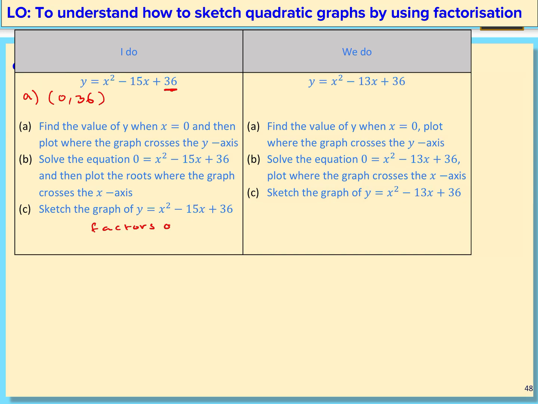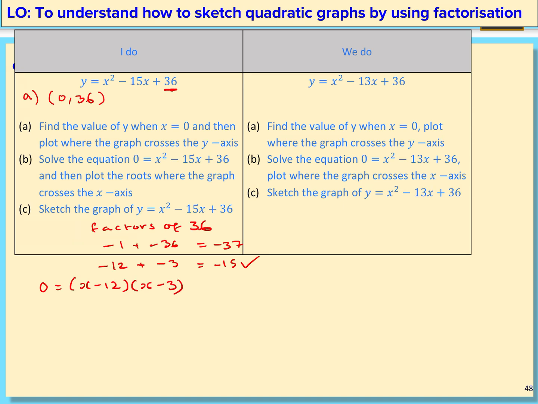So negative factors of 36. We have -1 and -36, but when they add together, we get -37, so that's not right. -12 and -3, we get -15, so that's the correct combination. So let's now put it back into the brackets. So 0 equals open bracket x minus 12, close bracket, open bracket x minus 3, close bracket.